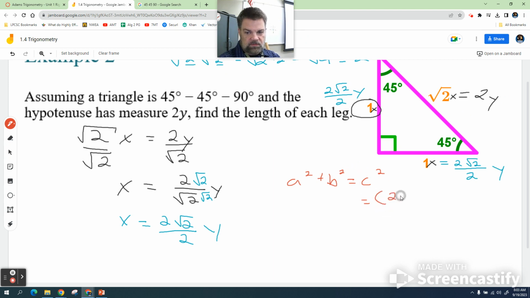So let me plug that in. We're being told that the hypotenuse is 2y. So we're going to take 2y squared. And so 2y squared is the same as 2y times 2y, so it ends up becoming 4y squared when I do that side. Now, if I plug this stuff in, what I'm going to end up with is 2 root 2 all over 2 times y squared, that's my a term, plus 2 root 2 over 2 times y squared.